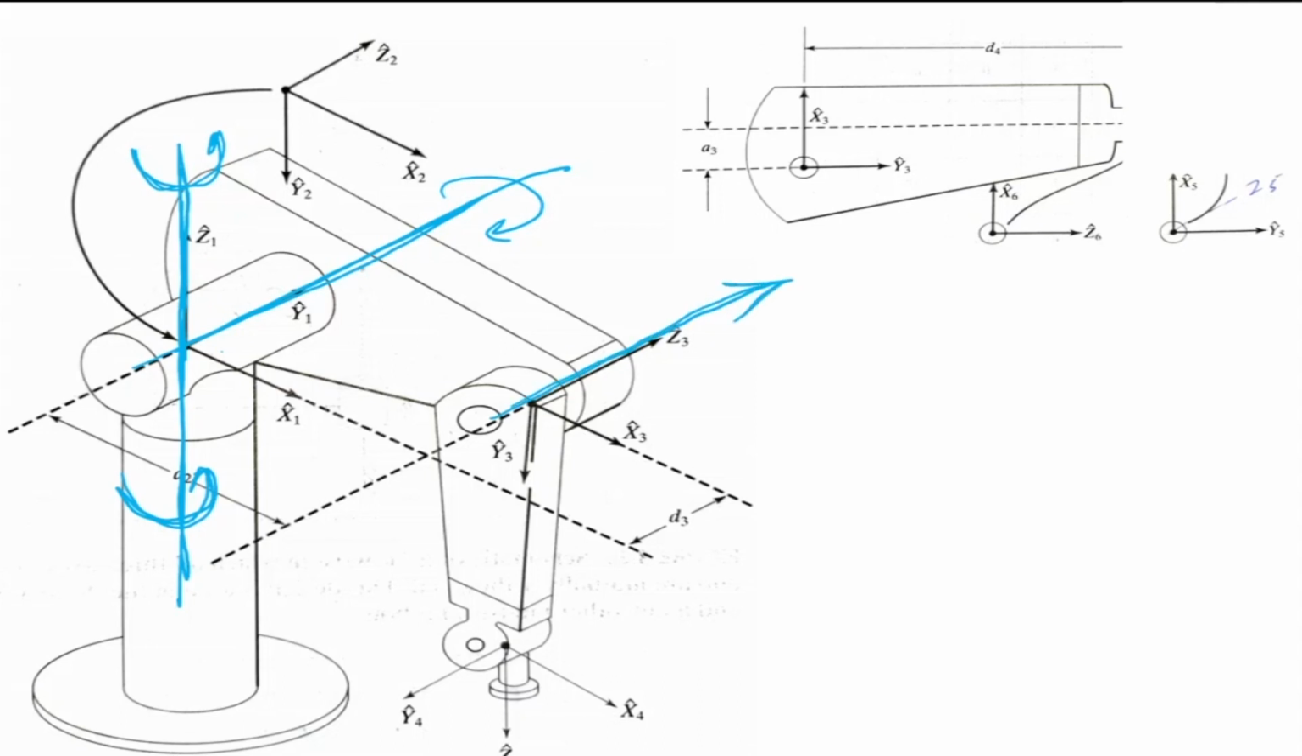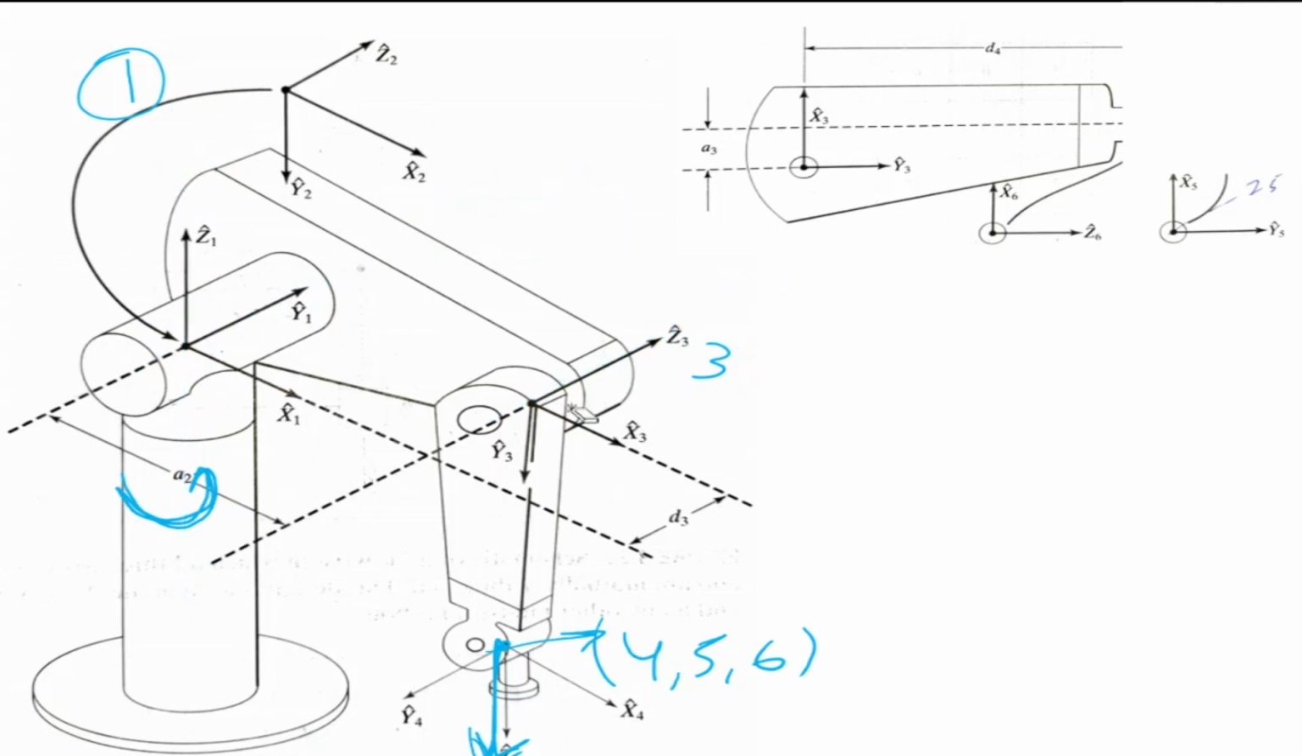Now the fourth degree of freedom is called the pitch, roll, and yaw. Fourth, fifth, and sixth are the other 3 degrees of freedom which are intersecting at the wrist. So what are the 6 degrees of freedom? The first one is here. Second is here. Third is here. 4, 5, and 6 are here. So these are the 6 degrees of freedom of the Puma robot.